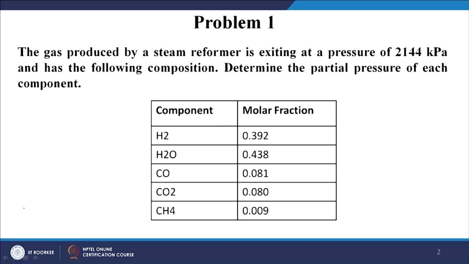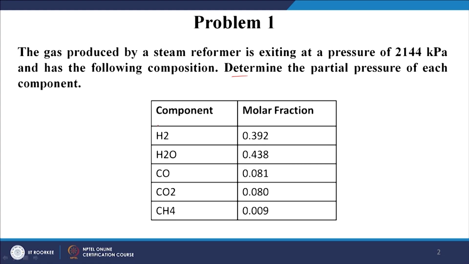Hi friends, now we will have a tutorial session which is based on the last 4 classes. In this class, we will solve some numerical problems, and our first problem statement says the gas produced by a steam reformer is exiting at a pressure of 2144 kilopascal and has the following composition. Determine the partial pressure of each component.